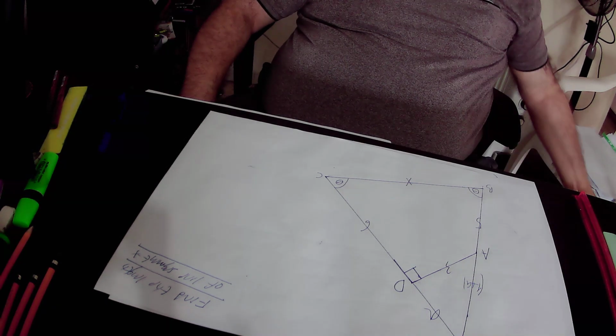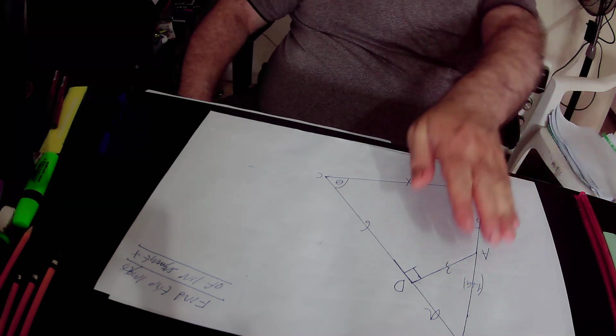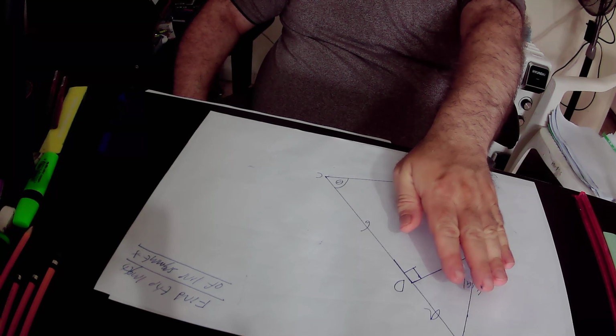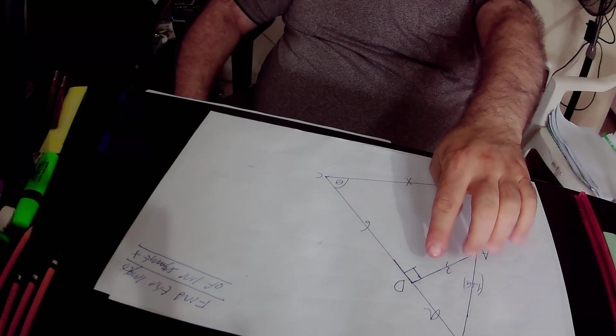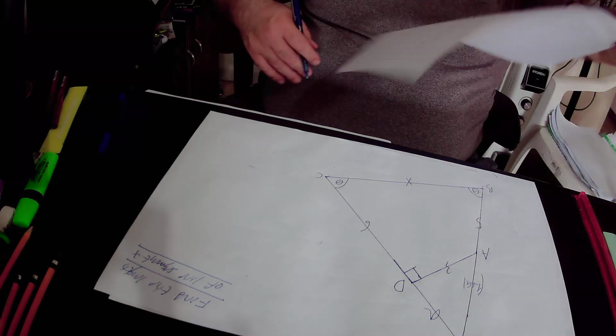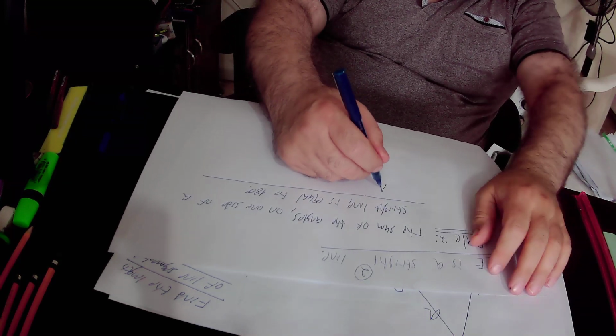So if we focus on this side of the straight line EC at point D, then the sum of the angles here must be equal to 180 degrees. So which angles do we have at point D?